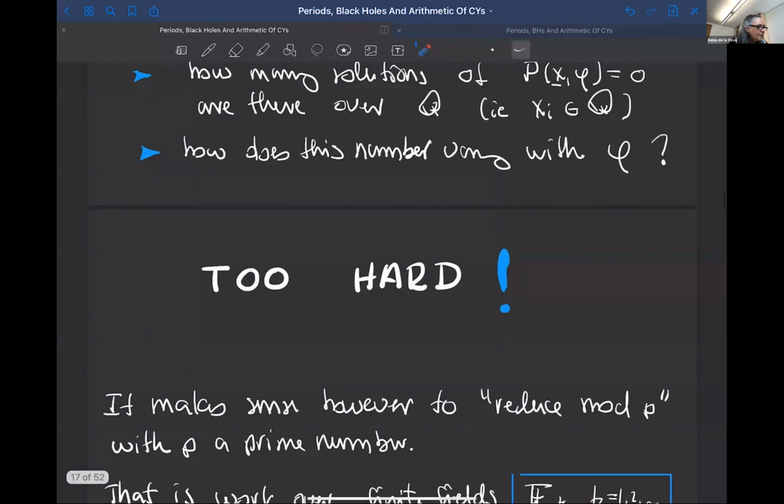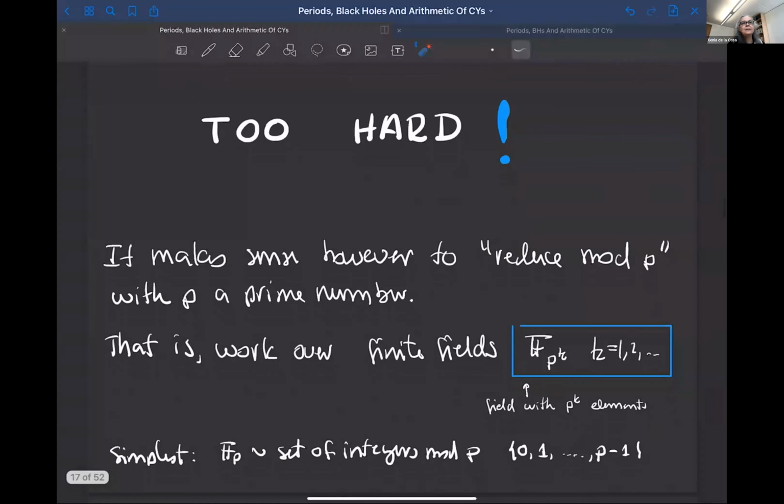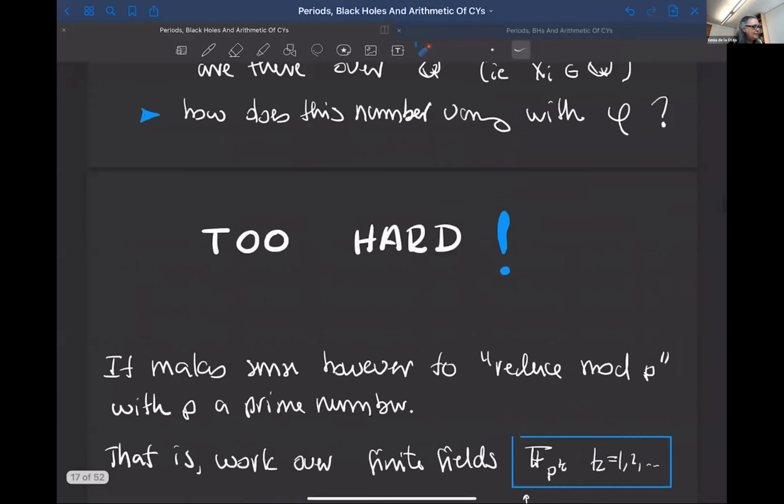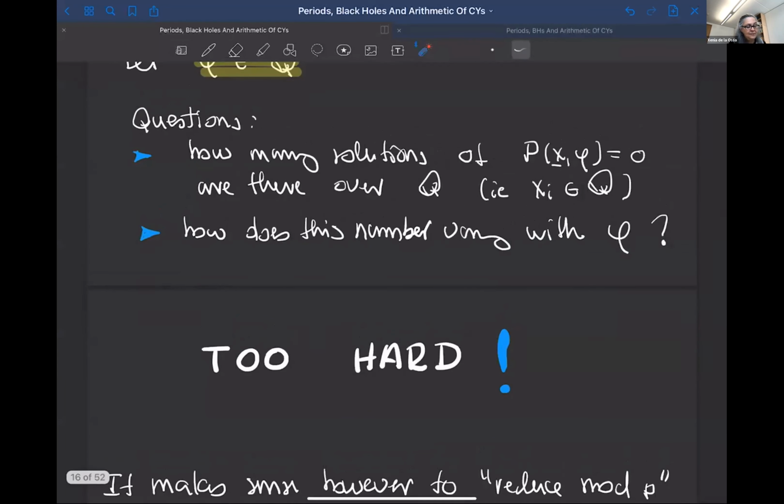This is too hard of a question. If you are a mathematician, you know this. I mean, this is much too hard, right? This is hard even for the case of, say, the elliptic curves, where this question led to the Birch-Swinnerton-Dyer conjecture, for example, that gives you estimates about these solutions, right?